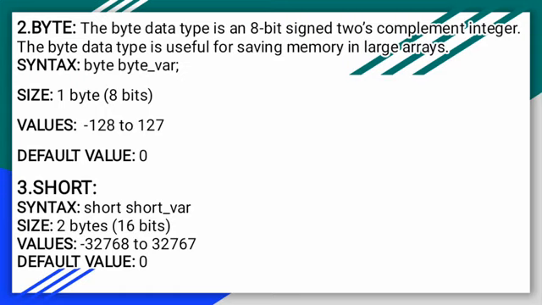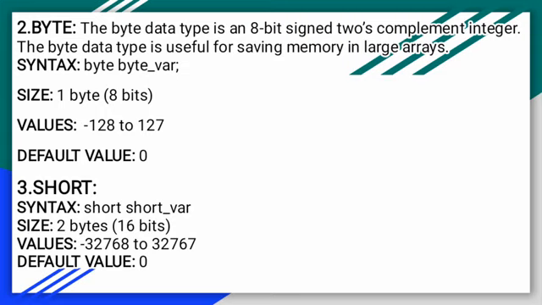Second, we are going to deal with byte data type. The byte data type is 8-bit signed two's complement integer. The byte data type is useful for saving memory in large arrays. The syntax for byte data type is byte variable. Size is 1 byte, that is 8 bits. The value that a byte variable takes is from -128 to +127. The default value of byte variable is 0.